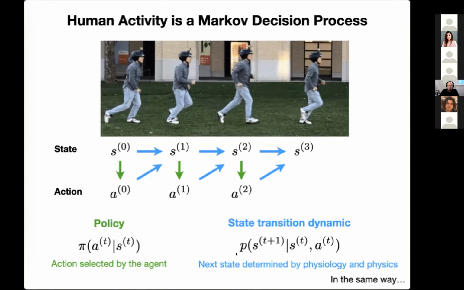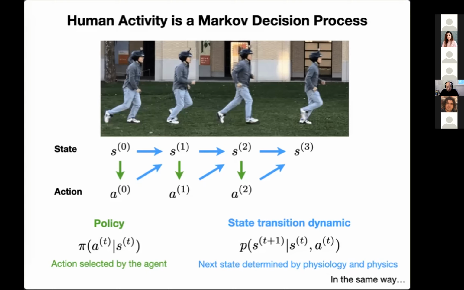So you could think of this, in the case of human activity, as the physiology of the human body, right? Depending on what kind of muscles you have and what your joint structure is like, that's going to determine the next state that you can take. And then there's also the physics of the environment. So there's the contact forces and the geometry of the scene.